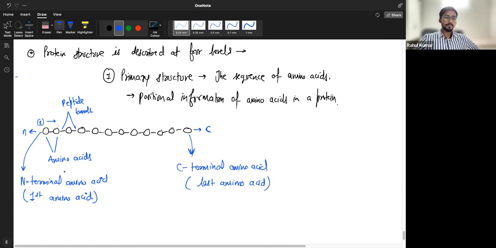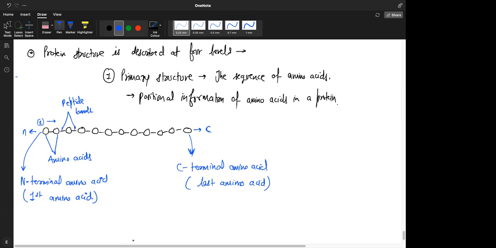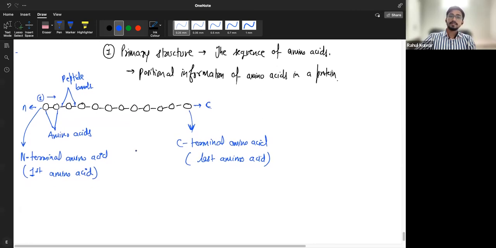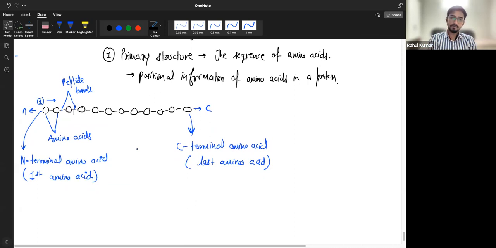Last amino acid in a polypeptide chain. Is it clear? Say yes or no? Yes, sir. Okay. Now this primary structure first folds into a secondary structure.